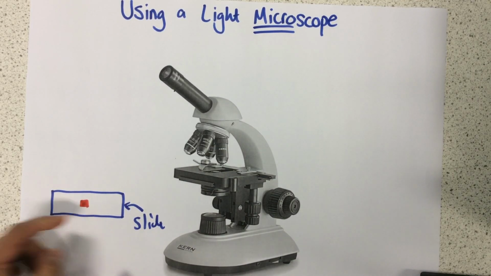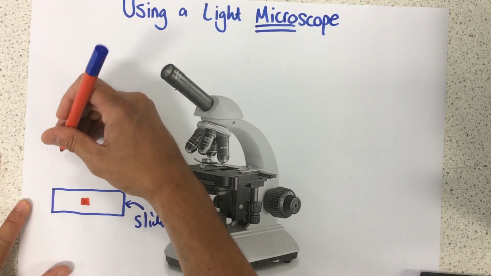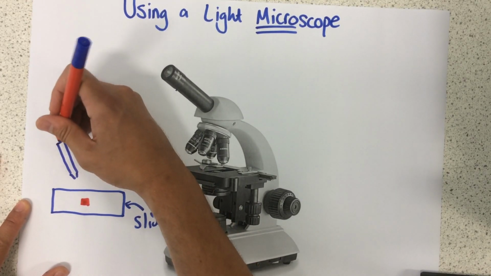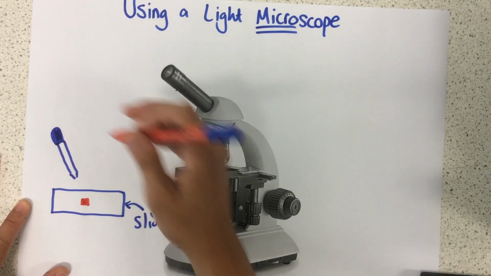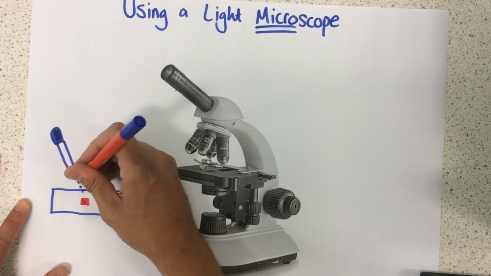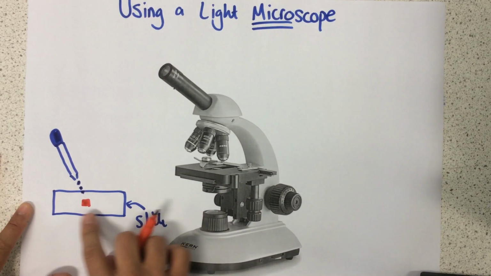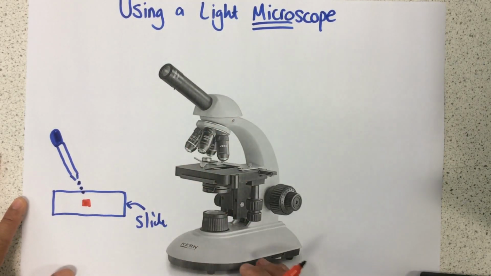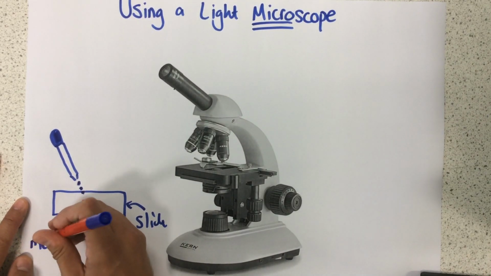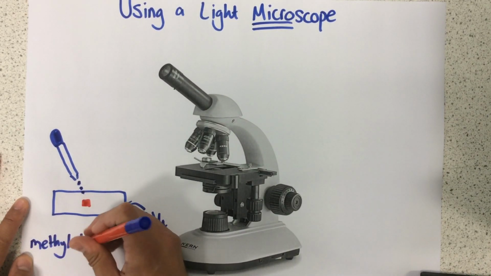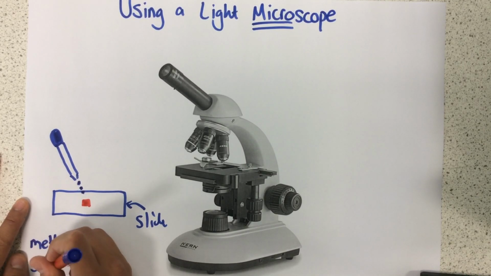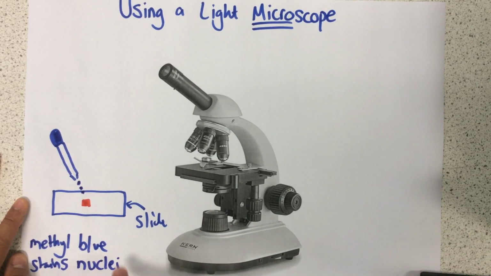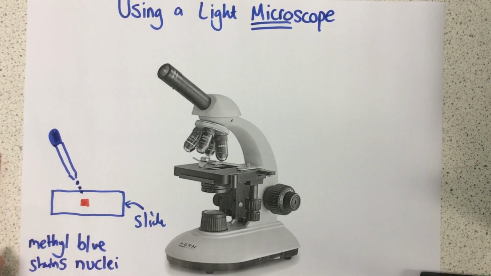Now, it depends on what I'm looking at, but I might need something called a stain. So all a stain is, is a liquid that you can drop onto your sample, and it stains different parts of the cell. For example, if you have a stain called methyl blue, it stains the nuclei. So that's all, nuclei, remember, is just the plural of nucleus. It stains all the nuclei so you can see them much better.